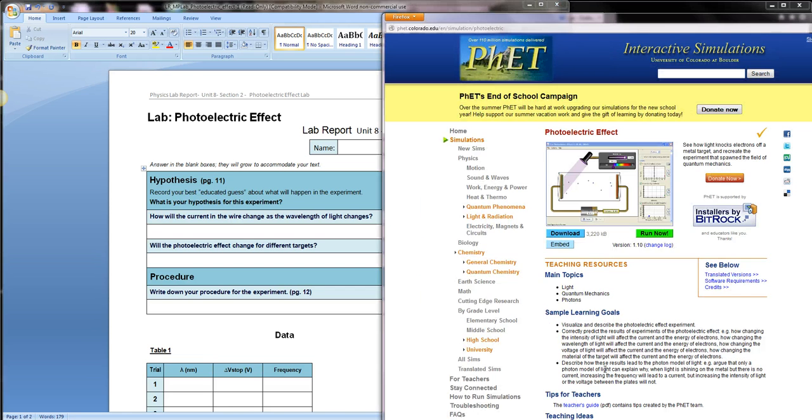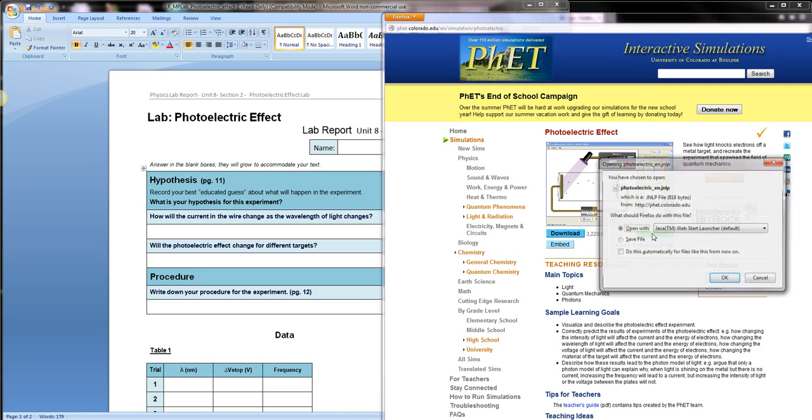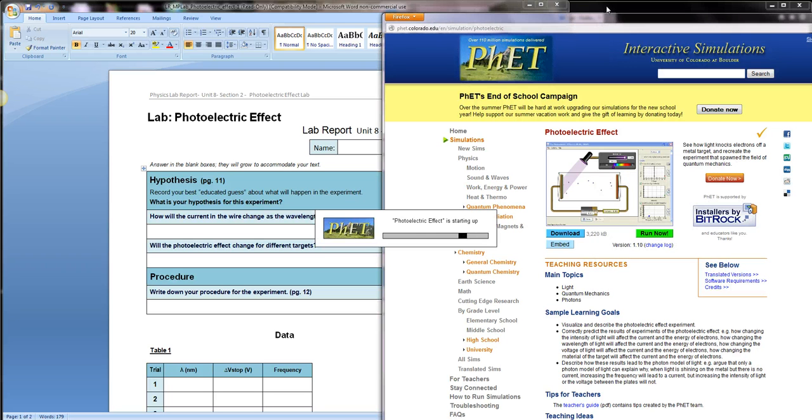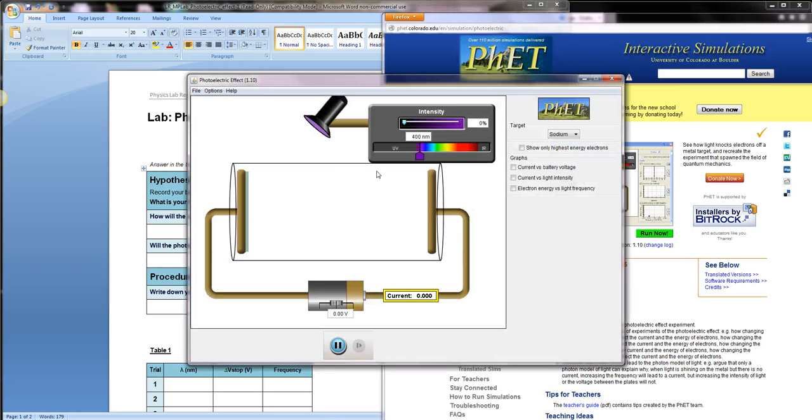It's actually the last lab that you will do. We have the program right here that you need to open up to get it going. The lab has to do with this little contraption right here. This is a plate that we're going to put light on in different wavelengths, and we're going to see if we can get electrons to move.